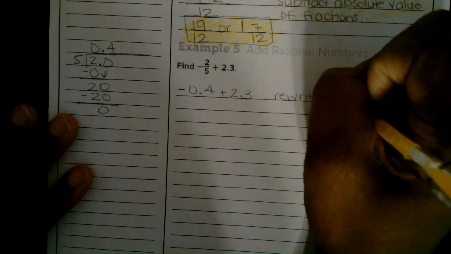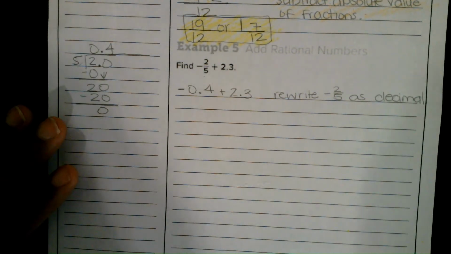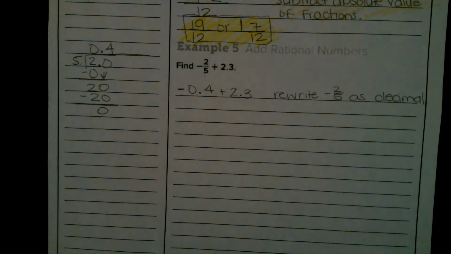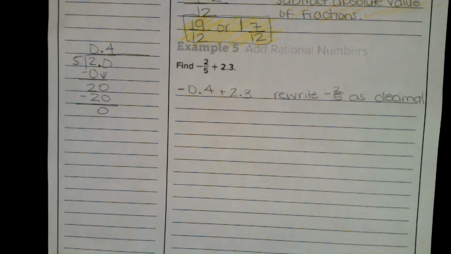Now, here I just rewrite negative 2/5 as a decimal, just so you know the steps that I used. Now when I look at these, I can predict that my sum is going to be positive. Because these two rational numbers have different signs, negative 4/10 and a positive 2/3, I'm going to need to subtract the absolute value of the two numbers, and then I'm going to keep the sign of the number that has the greatest absolute value.